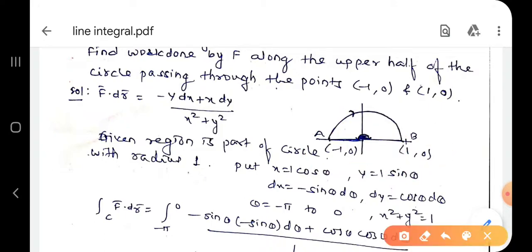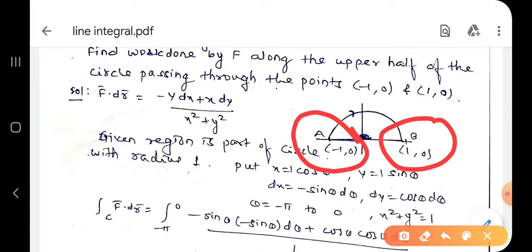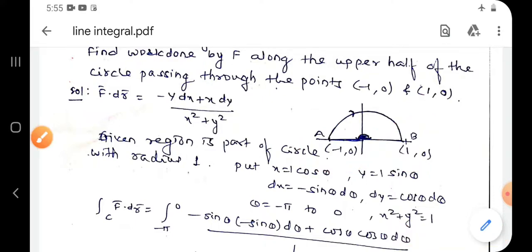Understood? So this is our circle. Point A is minus 1, 0 and point B is 1, 0, and we have to traverse from A to B. That we have to keep in mind. It is required. Okay. Now, first find f bar dot dr bar.